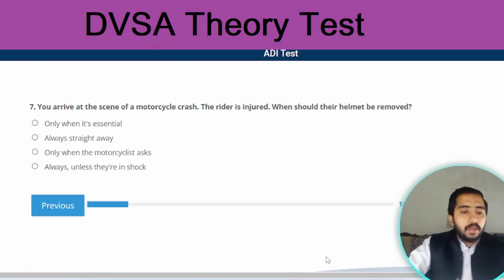Next question. You arrive at the scene of a motorcycle crash. The rider is injured. When should their helmet be removed? The helmet should be removed only when it is essential.